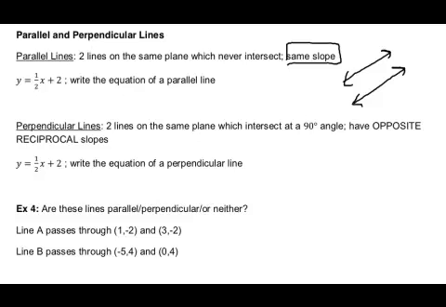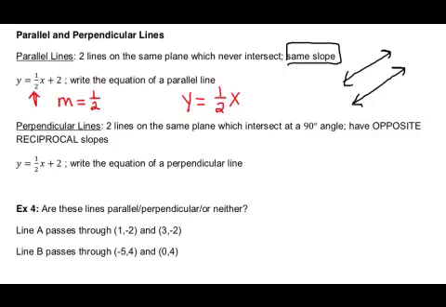So if we have the equation y equals 1/2 x plus 2, we need to write an equation of a parallel line to this line. So y equals mx plus b, or this equation is in slope-intercept form. So if we look at the number multiplied by x, we know that our slope is 1/2. So to write an equation of a line that is parallel to this equation, we also need the slope to be 1/2. So we have y equals 1/2 x.